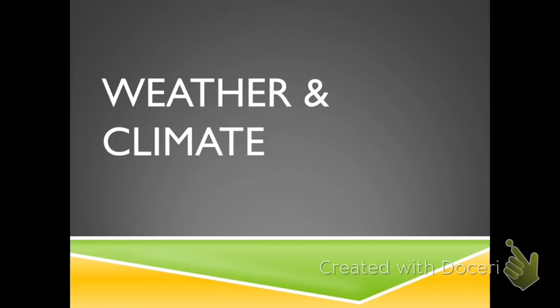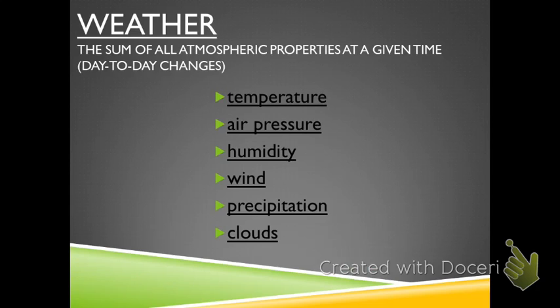In this presentation, we will differentiate between weather and climate and introduce how to interpret weather maps. Weather is defined as the state of the atmosphere at a specific location, usually expressed in terms of temperature, air pressure, humidity, wind speed and direction, precipitation, and cloud coverage.